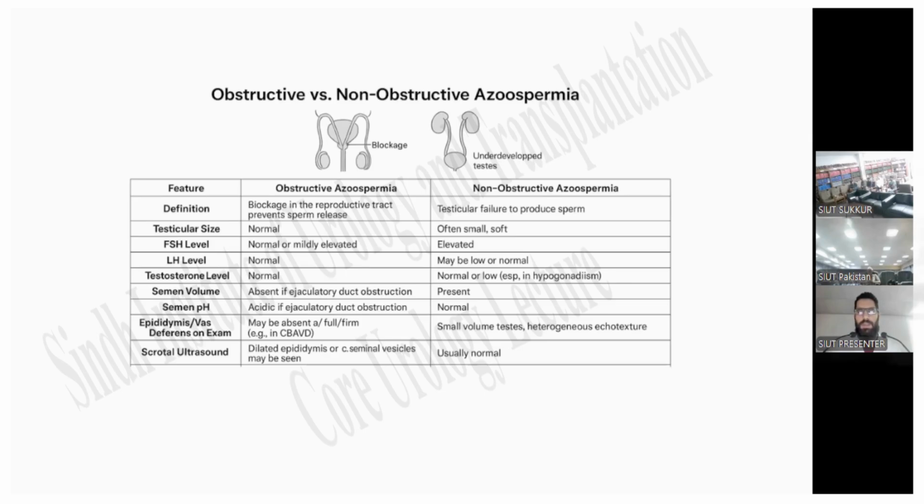Semen pH can be acidic in obstructive azoospermia with ejaculatory duct obstruction, and in non-obstructive azoospermia, pH will be normal. The epididymis or vas deferens on examination can be absent or give a sensation of fullness or firmness in obstructive azoospermia, while in non-obstructive azoospermia, the testes are usually small in volume and of heterogeneous texture. Scrotal ultrasound may reveal a dilated epididymis or congested seminal vesicles in obstructive azoospermia, while in non-obstructive azoospermia, it is usually normal.